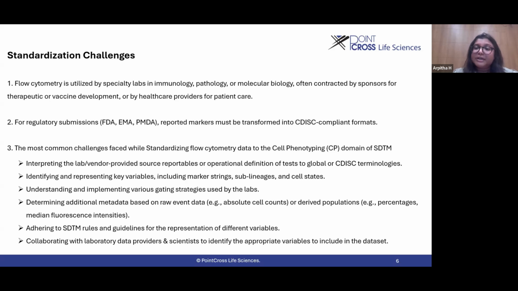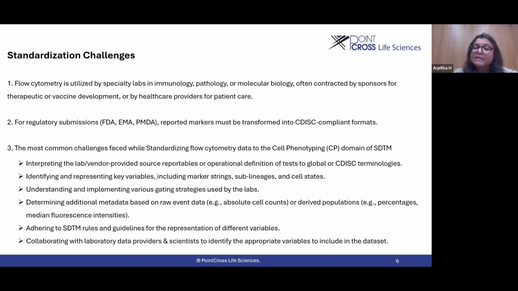Flow cytometry, as known, heavily depends on gating strategies to specifically isolate the cell populations to measure. Interpreting that part of the standardization requires a thorough understanding of that information, and deriving the metadata.